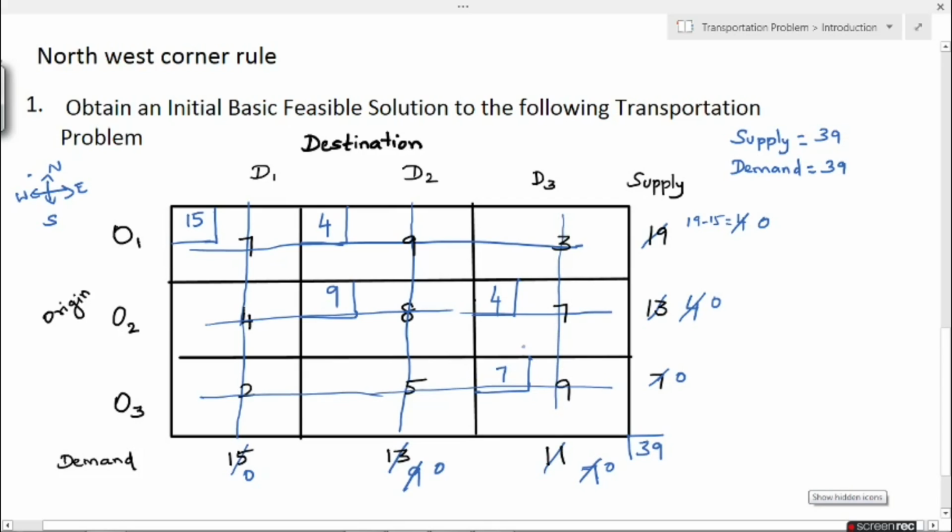After finding the allocation values, we have to check whether all the demand and supply have become 0. So first we check the supply values. First one is 0, second also 0, and third also 0. Similarly, all the demand values are 0. So now we have to find the transportation cost value.